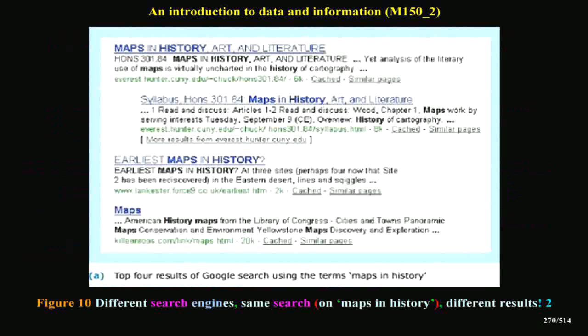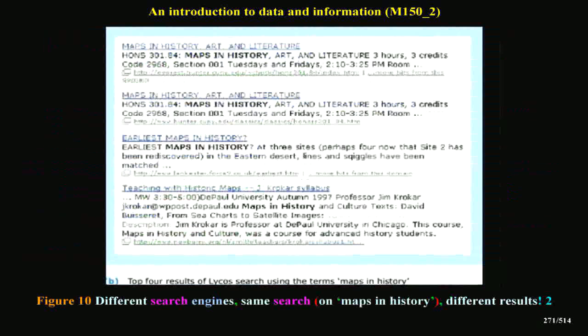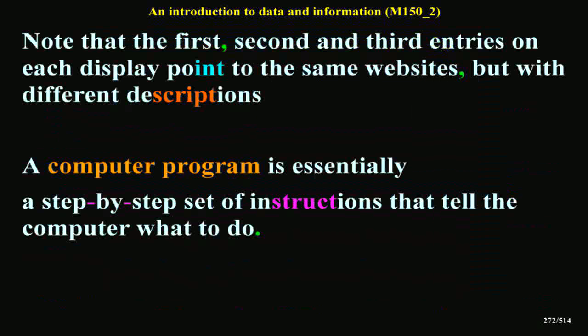Figure 10: different search engines, same search on maps and history, different results. Note that the first, second and third entries on each display point to the same websites, but with different descriptions.